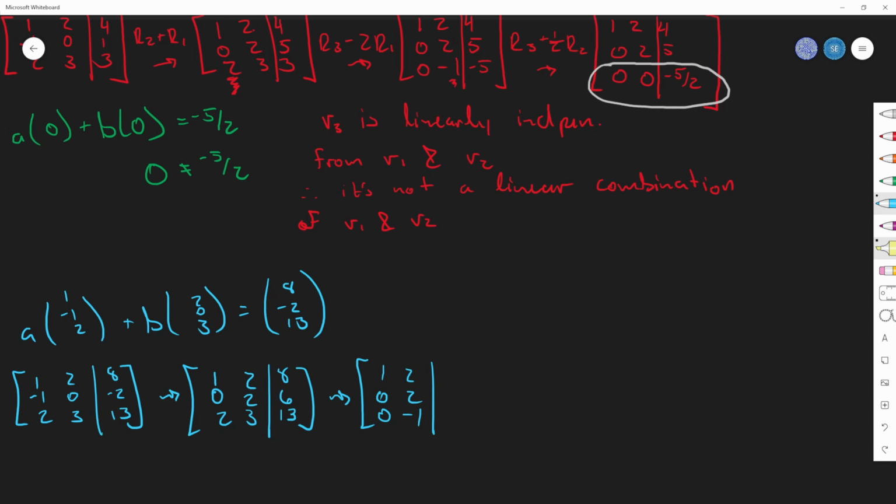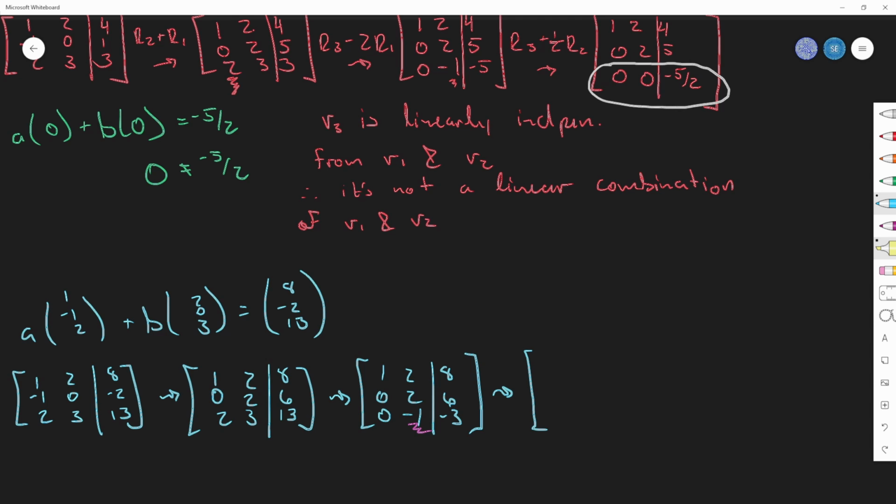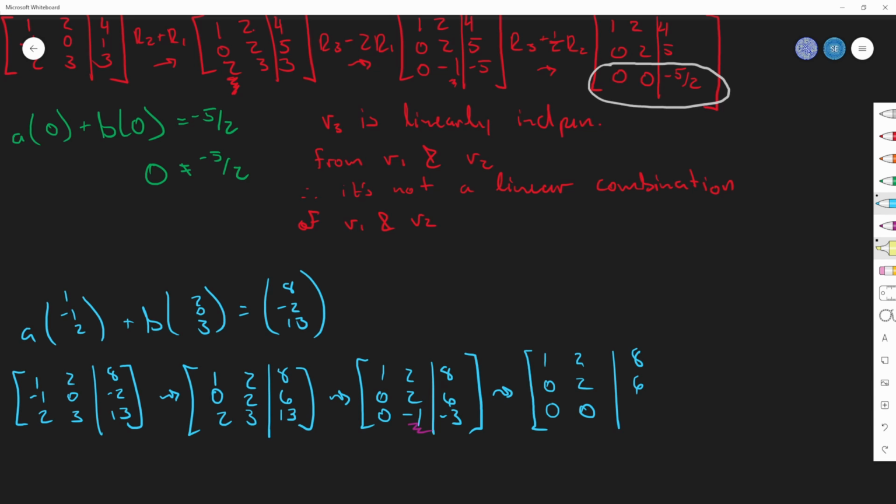Then we have, what did I do here? Oh, cancel out the 2. So this would be 8, 6, and so I multiplied it by 2. This would be -3. Yes, -3. And so now we can cancel out this -1 by multiplying it by twice the second one. So we have 1, 0, 0, 2, 2, 8, 6. This would be 0, 8, 6, and then 0.